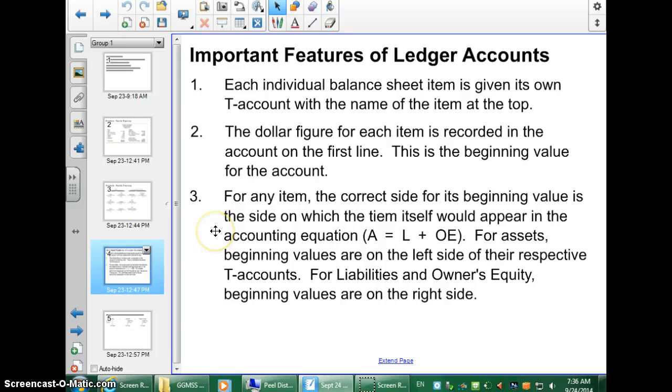And then thirdly, for any item, the correct side for its beginning value is on the side in which the item itself would appear in the accounting equation. For assets, beginning values are on the left side of their respective T accounts. For liabilities and owner's equity, beginning values are on the right side.